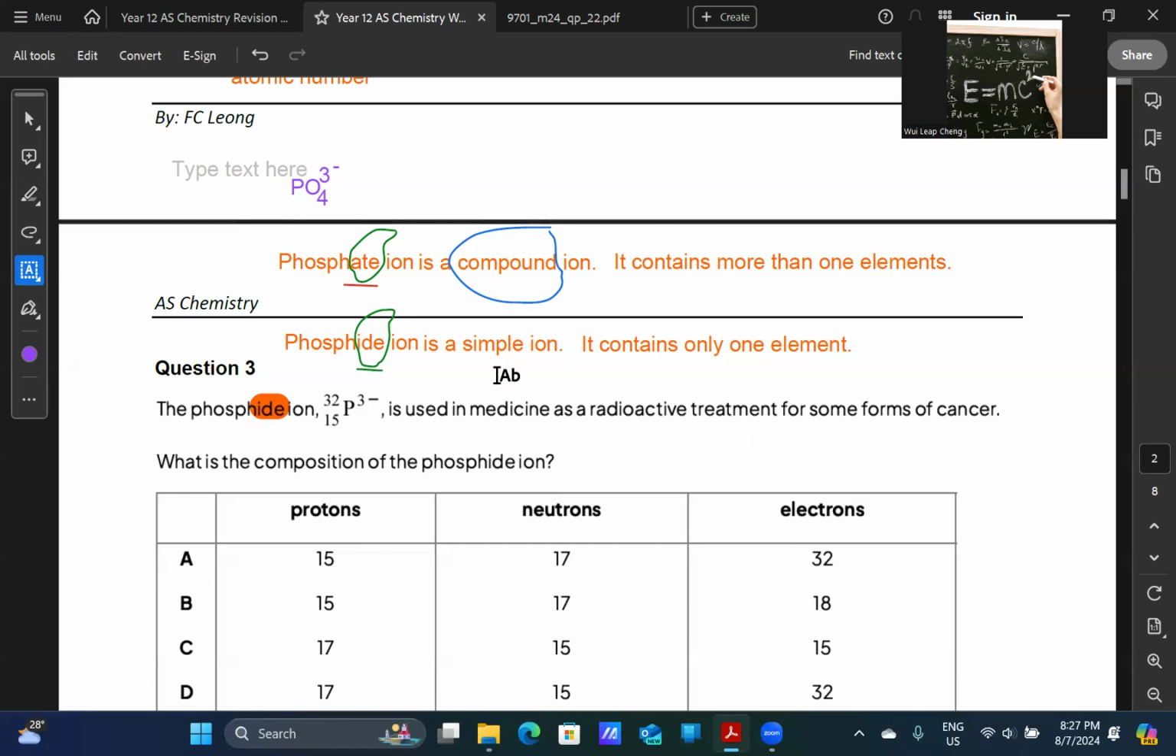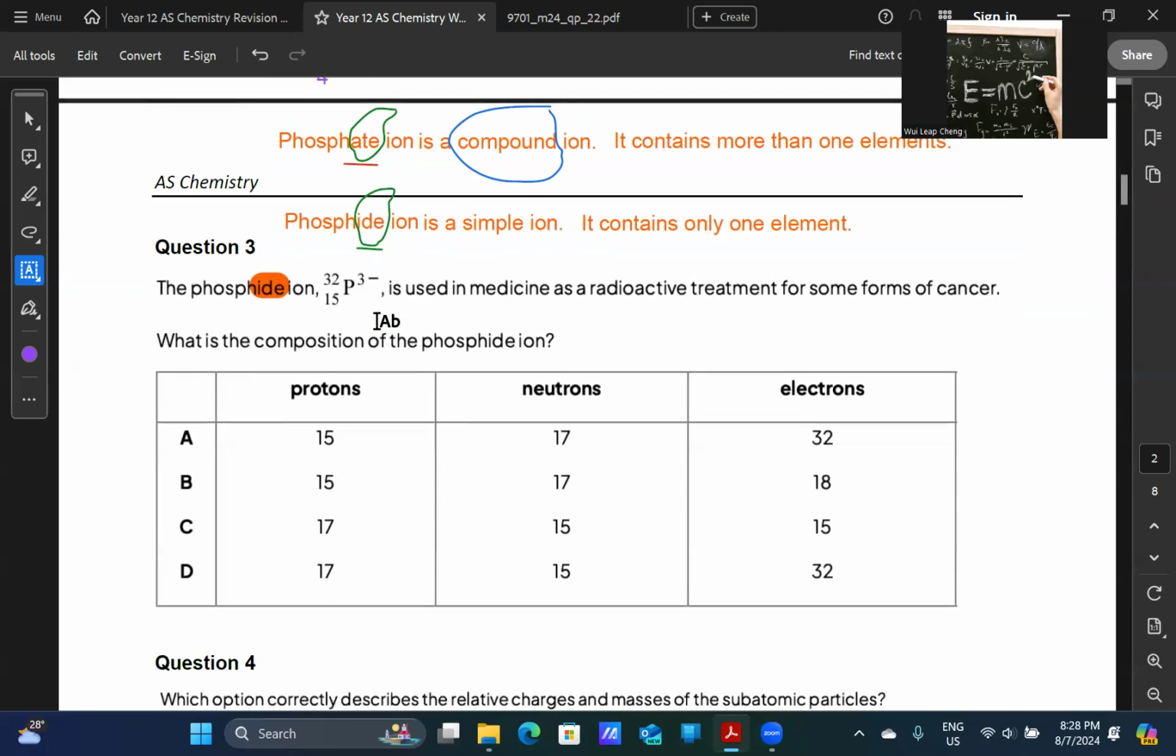If you see an ion ending in ATE, this ion definitely contains the element oxygen. I repeat slowly again. If the term ends in ATE, the ion definitely contains the element oxygen. Okay, let's go to the next part.